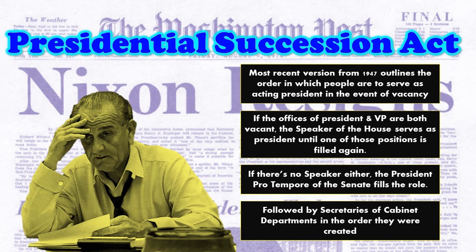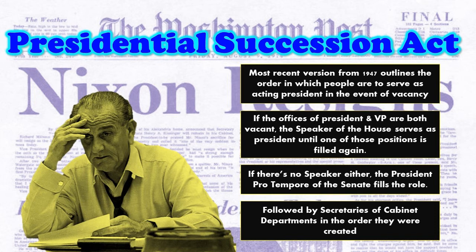So if the presidency is vacant, the vice president becomes president. What if the president and the vice president are both vacant? The Constitution says that the Speaker of the House becomes president, but beyond that, the Constitution says nothing. So this law gives us a long list of people to fill this role. So if there is no president, no vice president, and no Speaker of the House, the president pro tempore becomes the president of the United States.